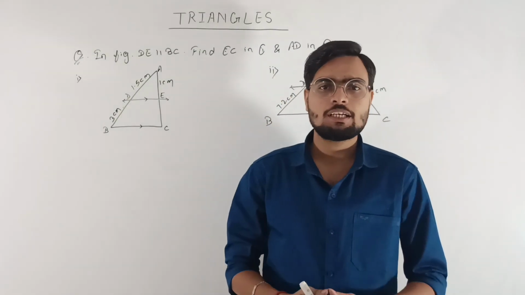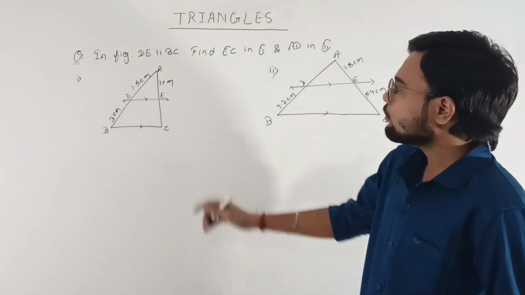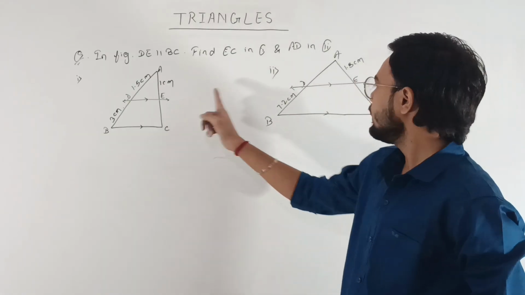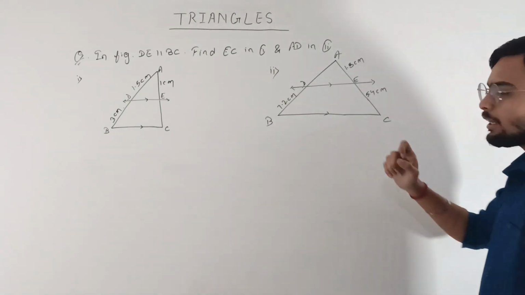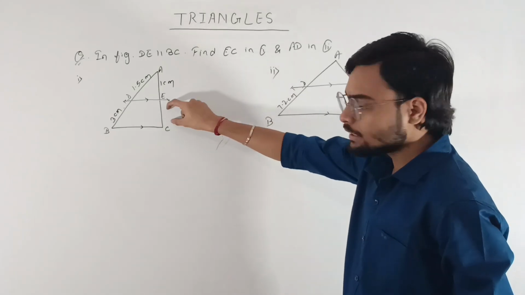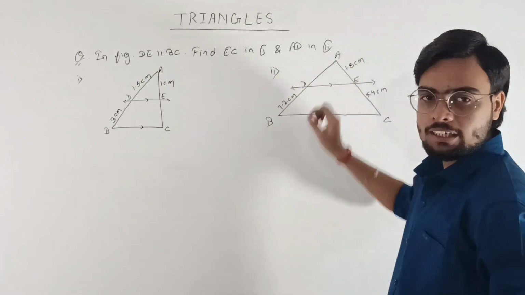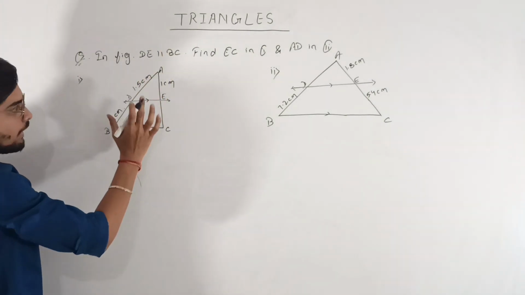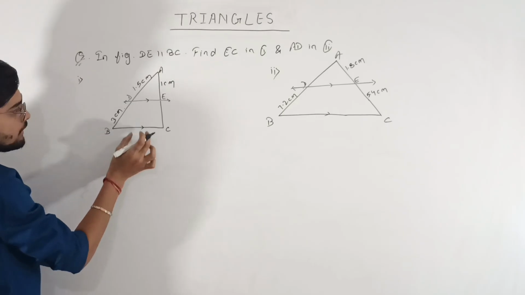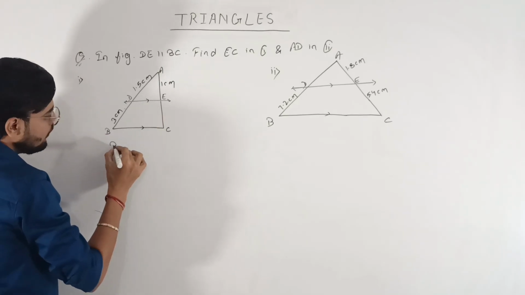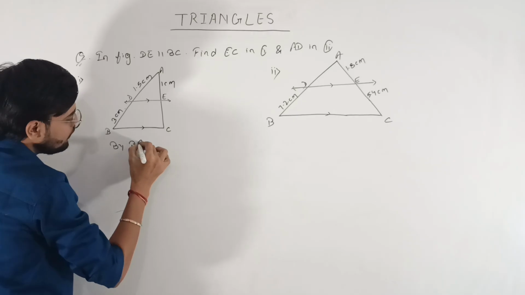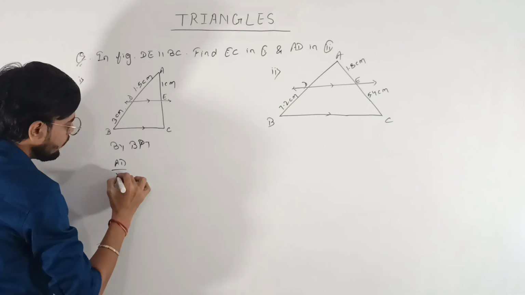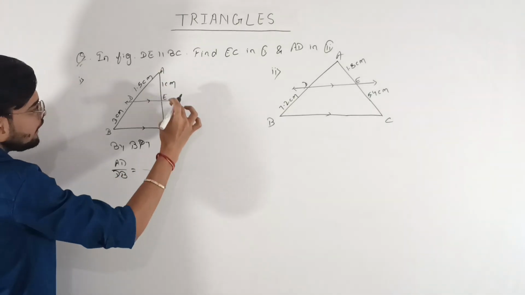Okay, let's practice some questions related to BPT. Our first question is, we have two figures, first and second, and in these two figures we have line DE parallel to side BC. Then we have to find EC in the first figure and AD in the second figure. Well, first we see our first question. Now look, this is a triangle in which DE is parallel to BC, then by BPT what do we write? DE is parallel to BC, then by BPT AD upon DB is equal to AE upon EC.